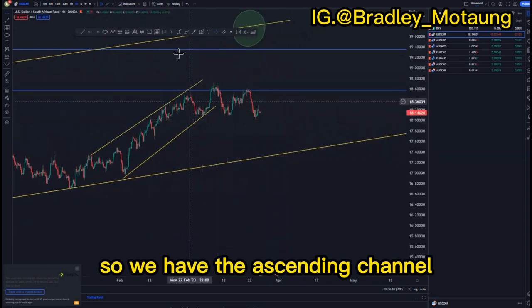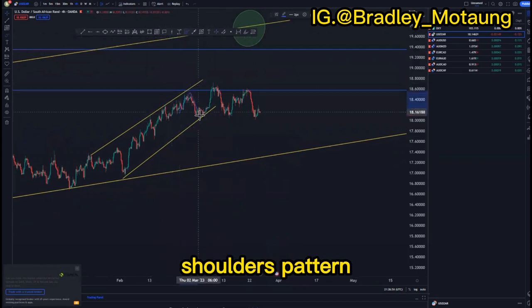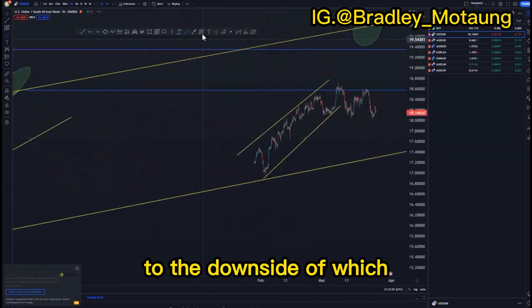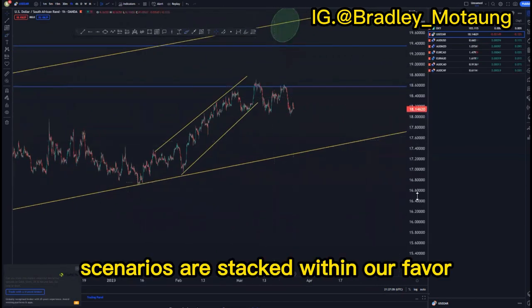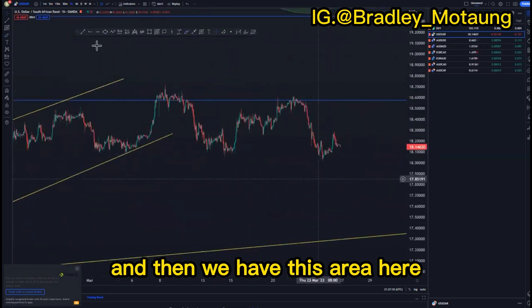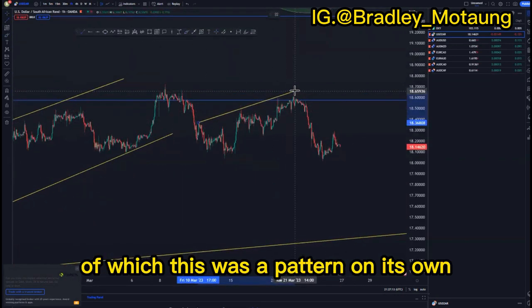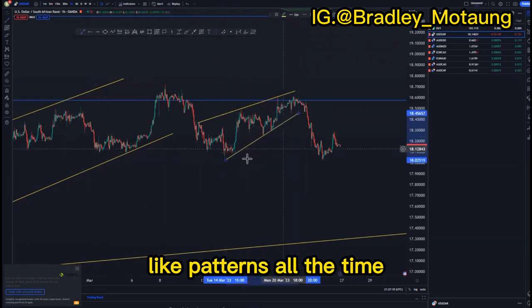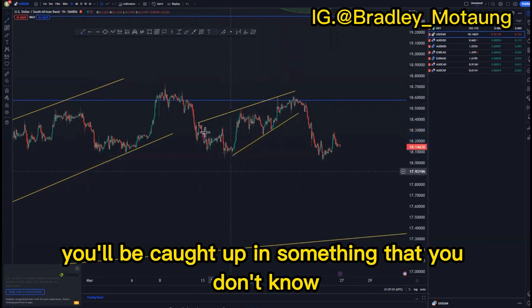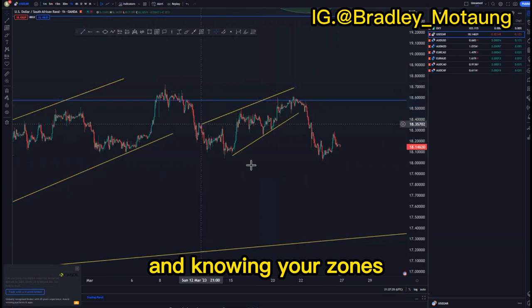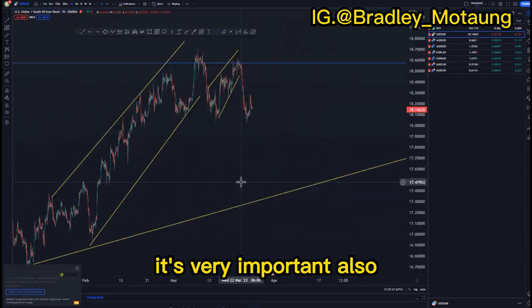So we have the ascending channel in form of a head and shoulders pattern, as you can see. And the head and shoulders pattern is also a reversal pattern to the downside, so scenarios are stacked in our favor. And then we have this area here, which was a pattern on its own, and you have to separate patterns all the time, just because you'll be caught up in something that you don't know, guys. So pattern separating is very important. And then knowing your zones, where to buy, where to sell, is also very important.